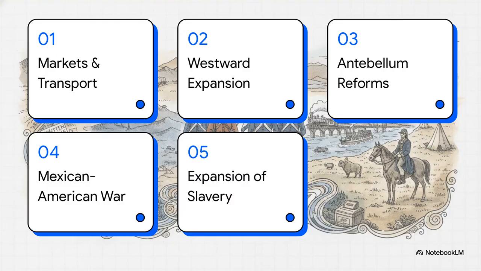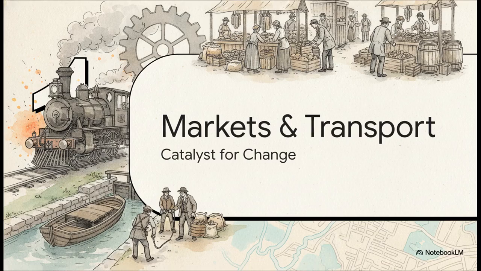Here's our roadmap for today. We'll start with markets and transportation, move to expansion and indigenous displacement, then cover antebellum reform movements, the Mexican-American War, and finally end with the expansion of slavery. So, Section 1, Markets and Transportation, the catalyst for change.